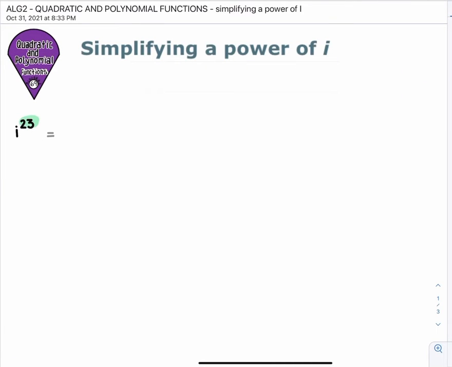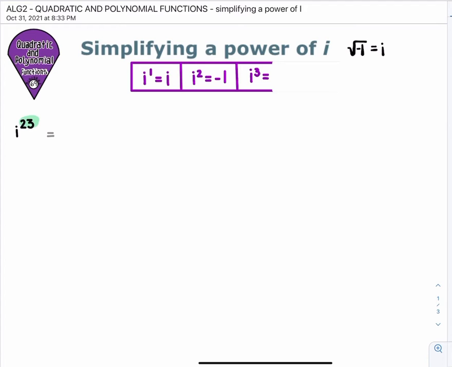I happens to be the square root of -1. But if we want to simplify a power of i, we need to have memorized the first 4 powers of i. i to the first power is itself, so that's i. i squared is equal to -1. i to the third power is going to equal -i.